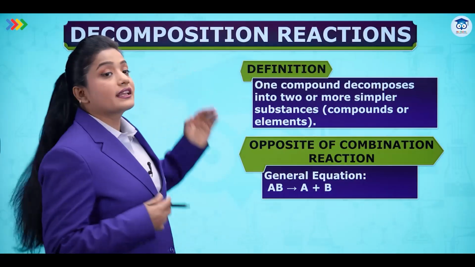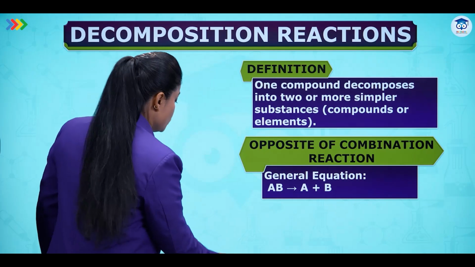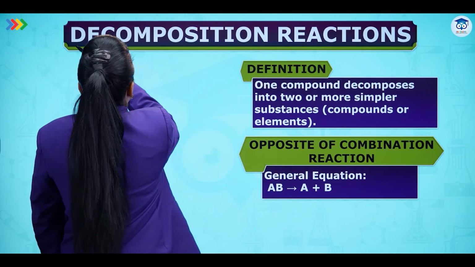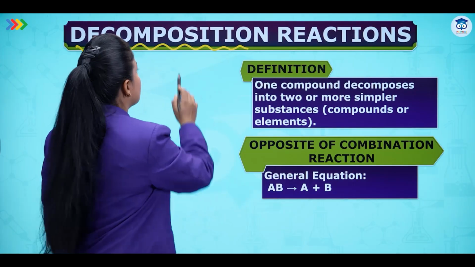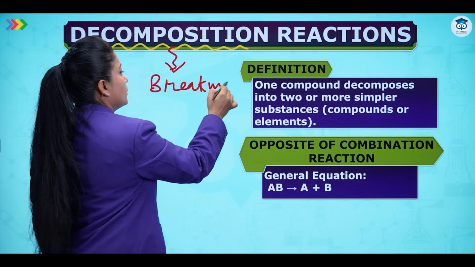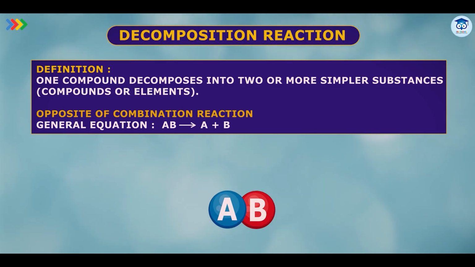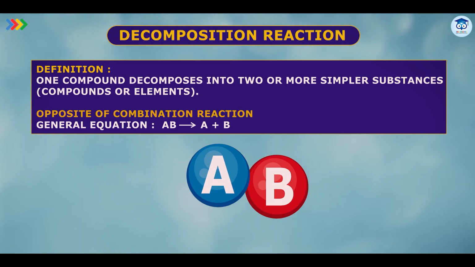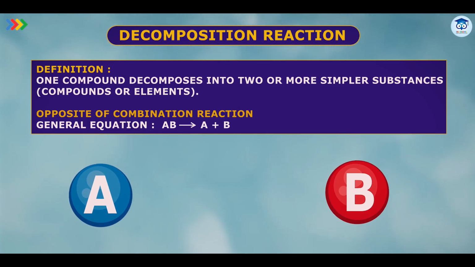Let's talk about the second category of reaction, that is decomposition reaction. You don't have to mug up because these definitions are self-explanatory. The word decomposition tells us that something is breaking. It is decomposed. In this reaction, one compound decomposes into two or more simpler forms. Why are we saying simpler? Because it could be compound, it could be element, but it will be the simpler form of the initial reactant.